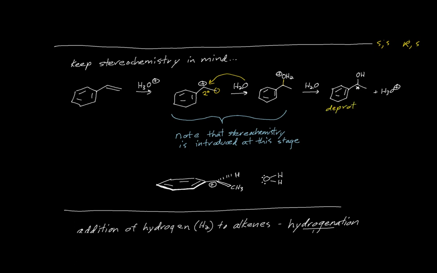A pretty trivial step to get to the alcohol, and introduction of a chiral center, by the way, R and S. And the question is, all right, keeping stereochemistry in mind, do we have R, or do we have S, or do we have both? Well, that question's easily answered by looking at this stage right here, bracketed. So this is the point at which stereochemistry is introduced.